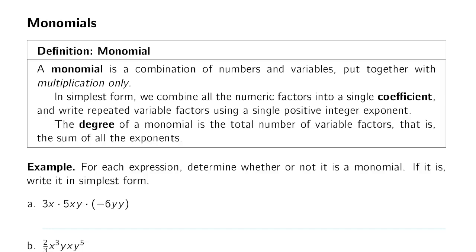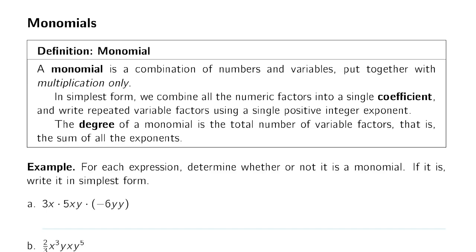Now we introduce the concept of a monomial. A monomial is a combination of numbers and variables put together with multiplication only. And when we want to write this in the simplest possible form, we'll combine all of the numerical factors into a single number called the coefficient. And if we have the same variable multiplied several times, we'll represent that multiplication with a single positive integer exponent.